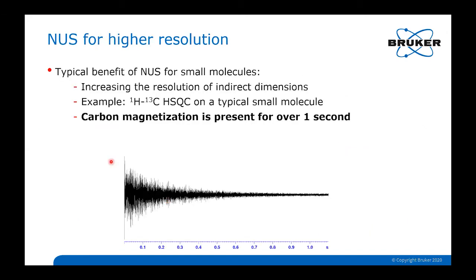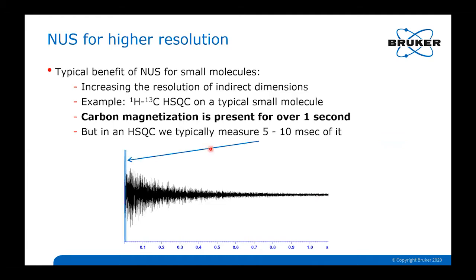And also just to see how much we can potentially improve the resolution, especially for a small molecule, look at a typical FID for just a 1D carbon spectrum. Magnetization is usually present and doesn't decay to noise until about a second later or even longer. For a typical HSQC, we only observe the FID for about 5 or 10 milliseconds.